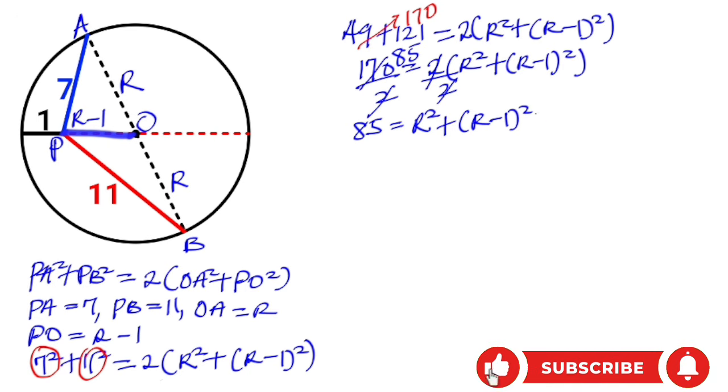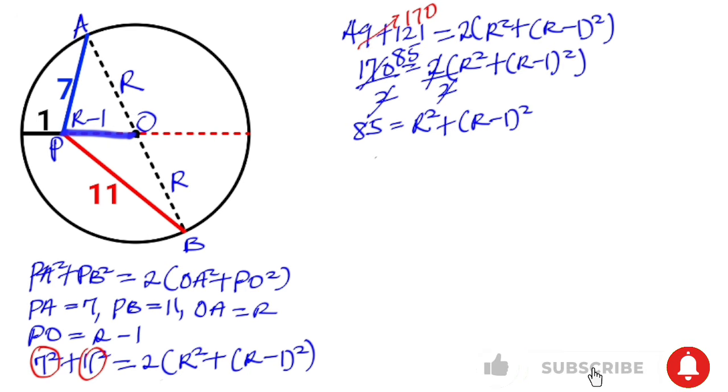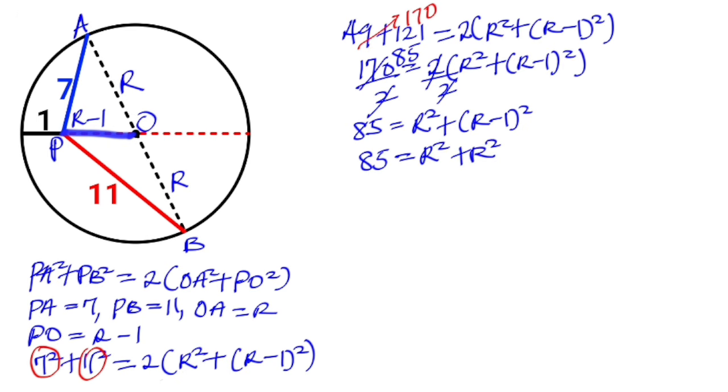Now, let's expand the squared binomial on the right side. Doing this will give us 85 is equal to R squared plus R squared minus 2R plus 1. R squared plus R squared is equal to 2R squared. And this will give us 85 is equal to 2R squared minus 2R plus 1.